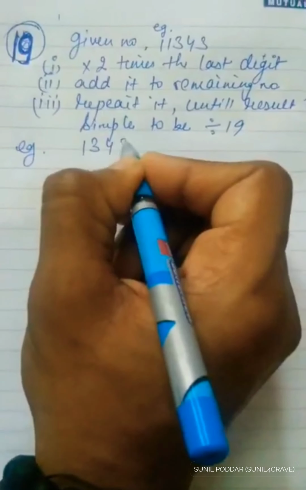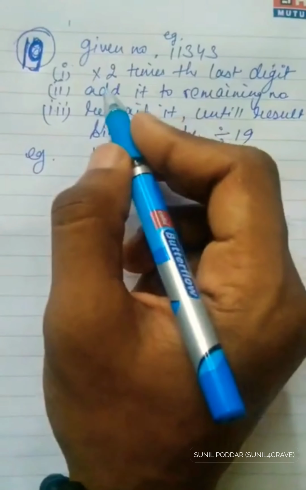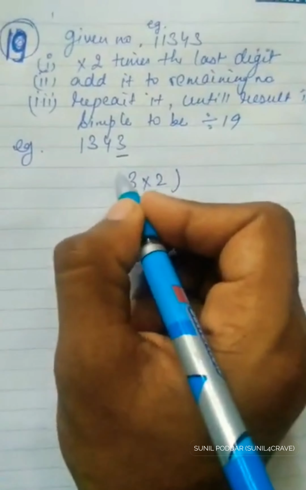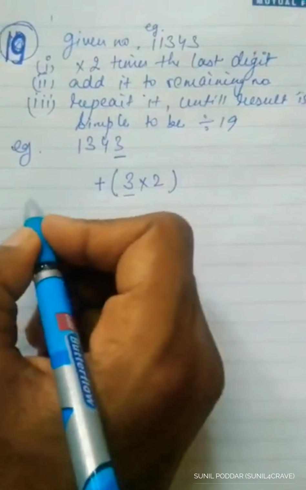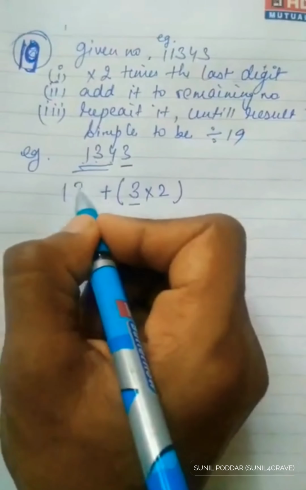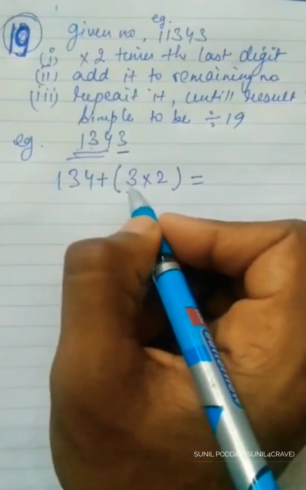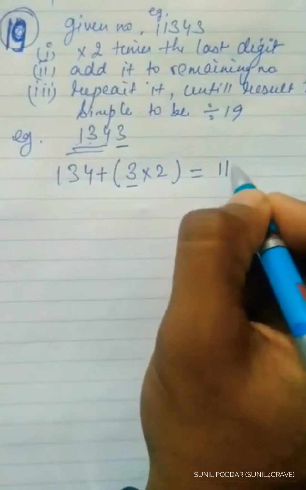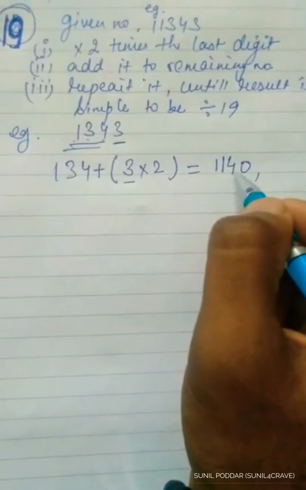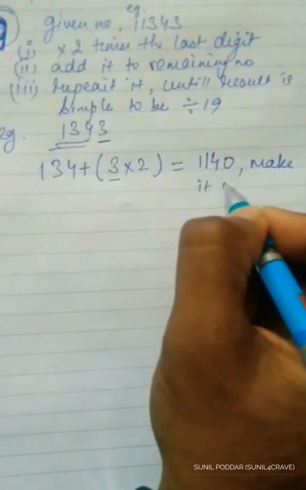11343. 3 is the last digit and we have to multiply it by 2. And then we have to add the remaining digits. The remaining number here is 1134. Your answer will come out 1134 plus 6, it is 1140. As you know, you find it difficult to divide it by 19, so we have to make it more simple.